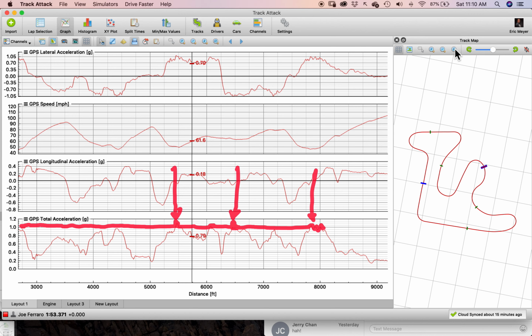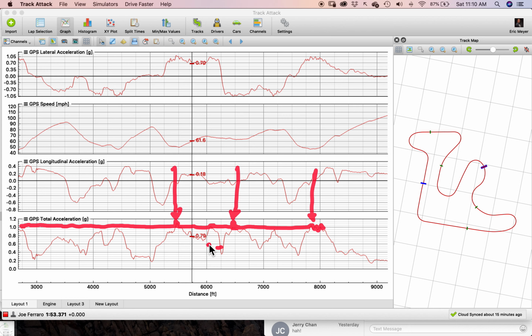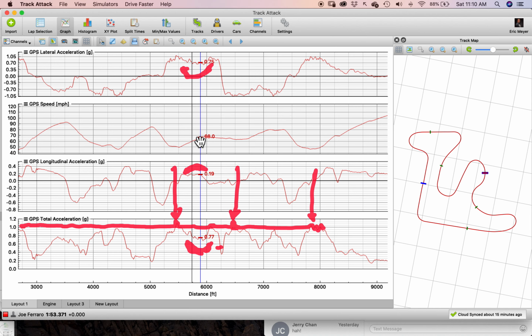I'll zoom out on the track map. Right here, look at the track map. We're not using it here, right? We're not using it here. We're not using it here, which was the same thing as up here. We just talked about this, which is the same thing as the throttle, right?